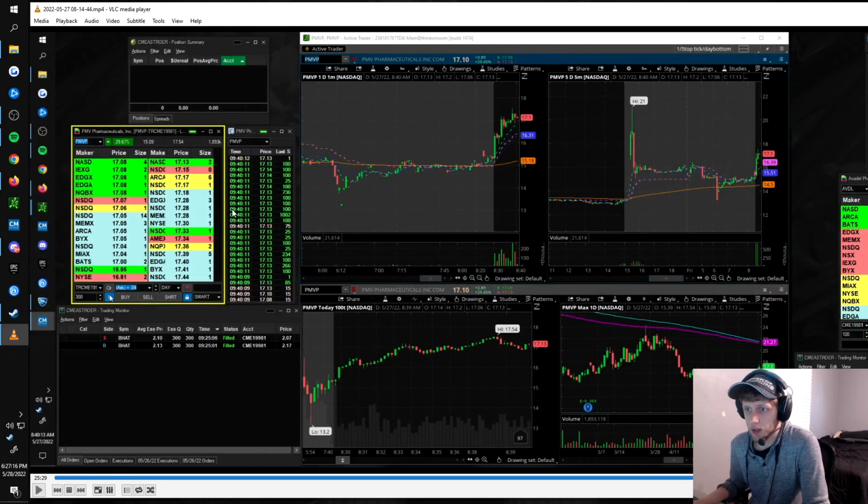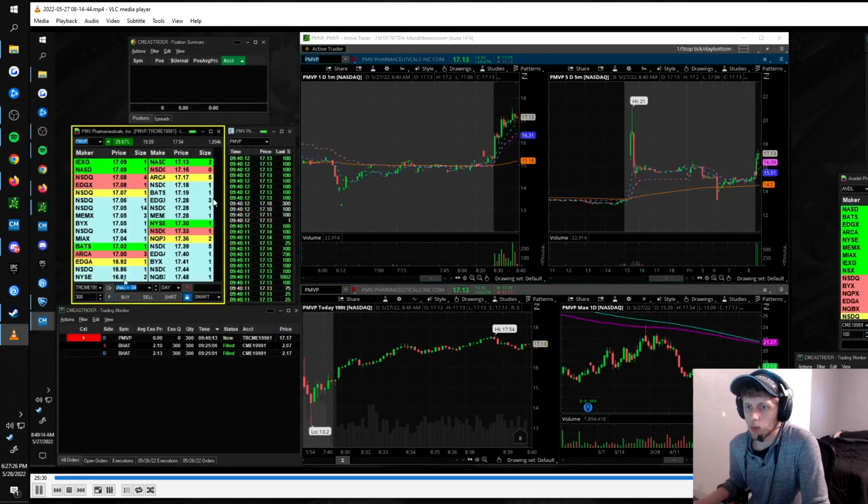Huge green surge right there. I haven't even clicked buy yet. It's only gone down by 1,000 shares. That's more than 1,000 shares. So I'm watching. I already clicked buy at 13.